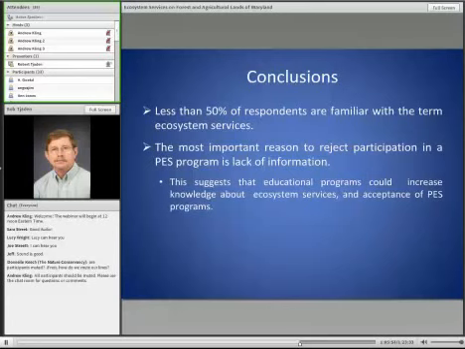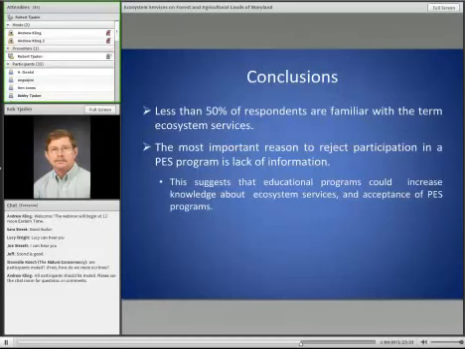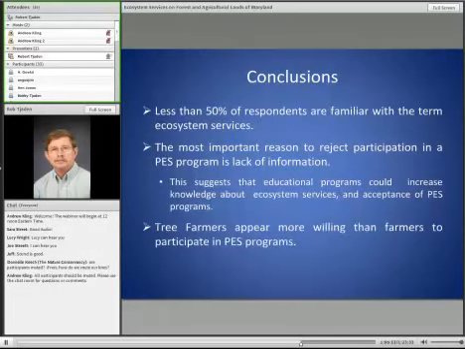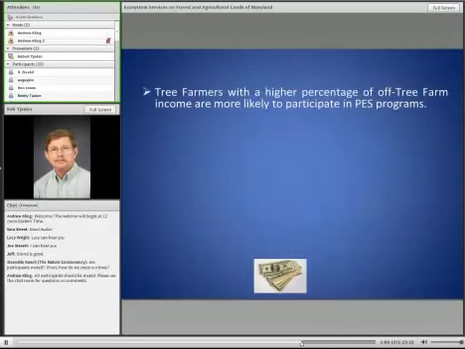Tree farmers appear more willing than farmers to participate. Tree farmers with a higher percentage of off-tree farm income are more likely to participate in these ecosystem service programs, and farmers with a higher percentage of farming income are less likely to participate. Location does not appear to influence. There is a slight connection on the upper shore, but not very strong.